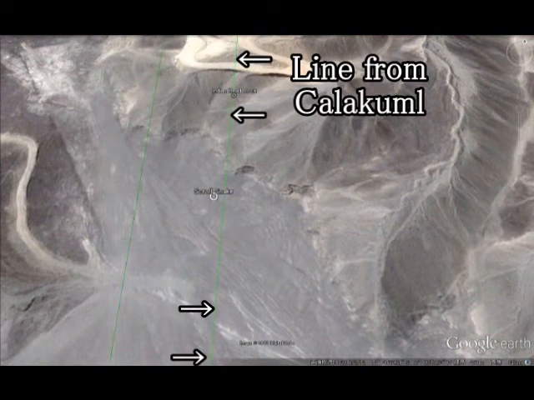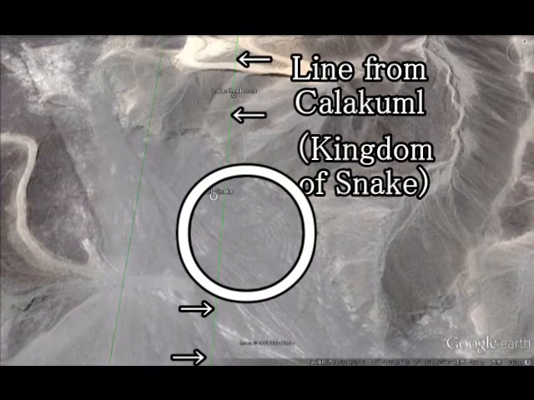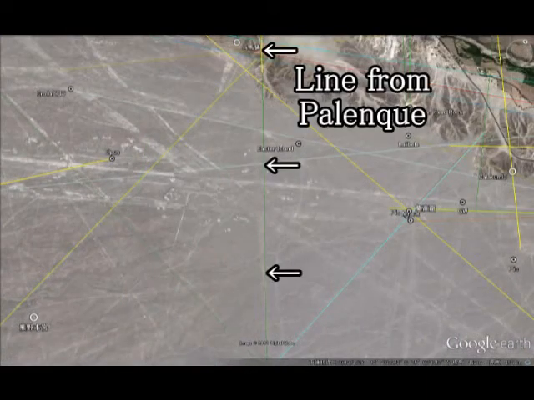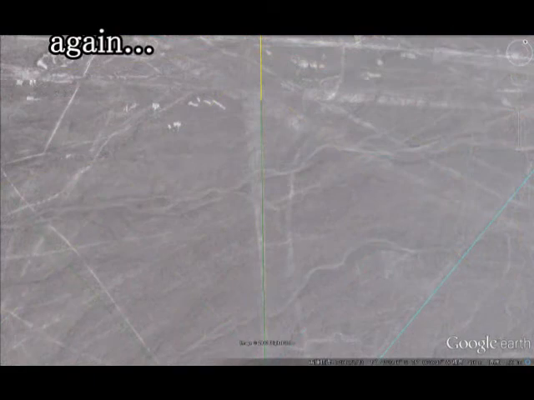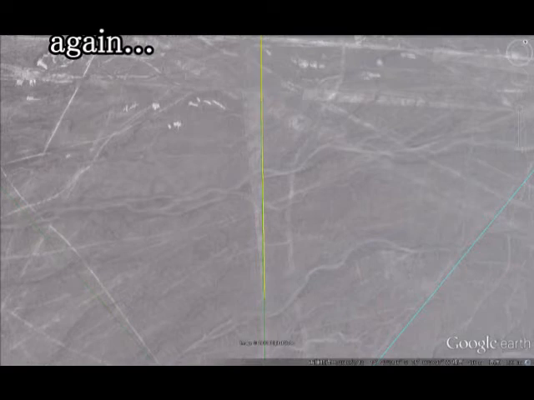Also, this is Calakmul, and Calakmul means a sort of kingdom of the serpent, the snake. You can find also a landmark which is a snake, a roaring snake, and this is from Palenque, Mexico. This line comes from Palenque, and you can find a line picture. This is a line from Palenque, Mexico. The yellow line comes from this.